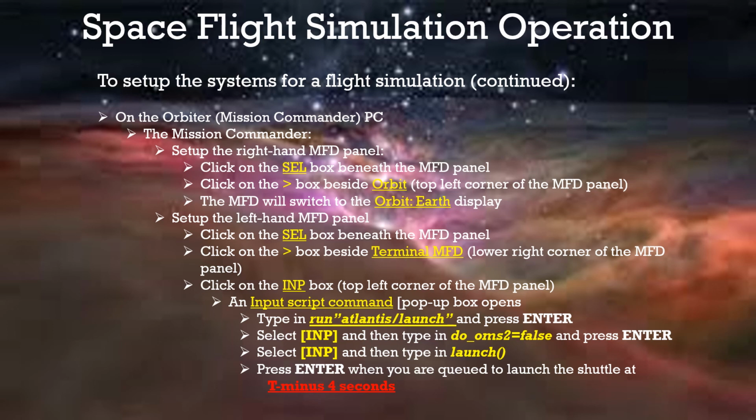Press enter again. You'll see the command echoed, but you won't see anything else because all this is doing is setting a bit switch. Now the last thing you do is you'll hit the INP box again, and then you'll type in launch open parentheses close parentheses. No space or anything. So it's LAUNCH open paren close paren. Now the important thing here is do not hit enter. All you want to do is type launch and leave it sitting there.